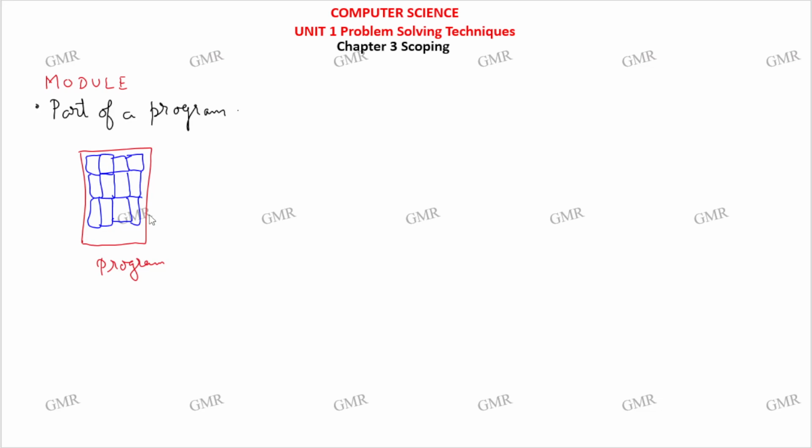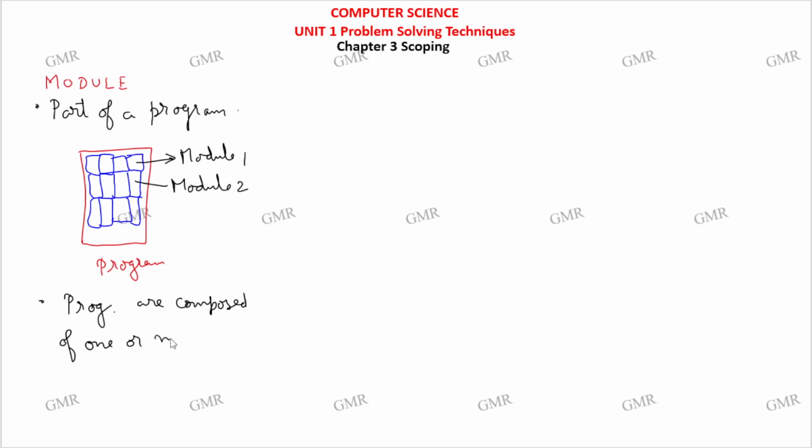Programs are composed of one or more independently developed modules. So this is independent module 1. This may be module 2. On grouping these modules, we get a proper program. So programs are composed of one or more independently developed modules.